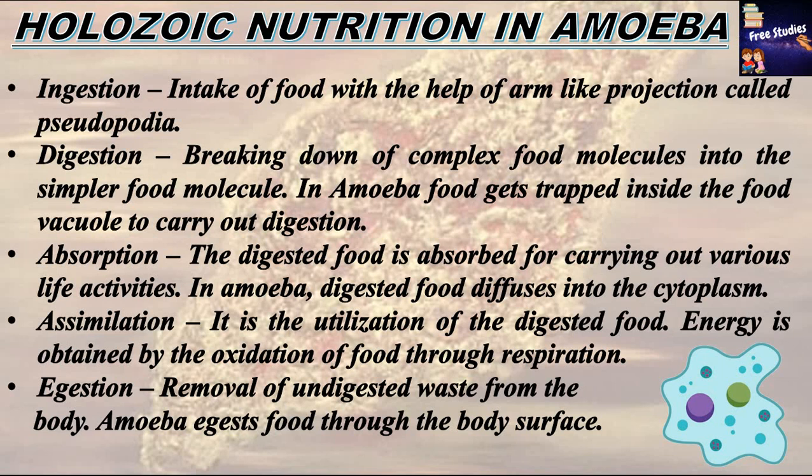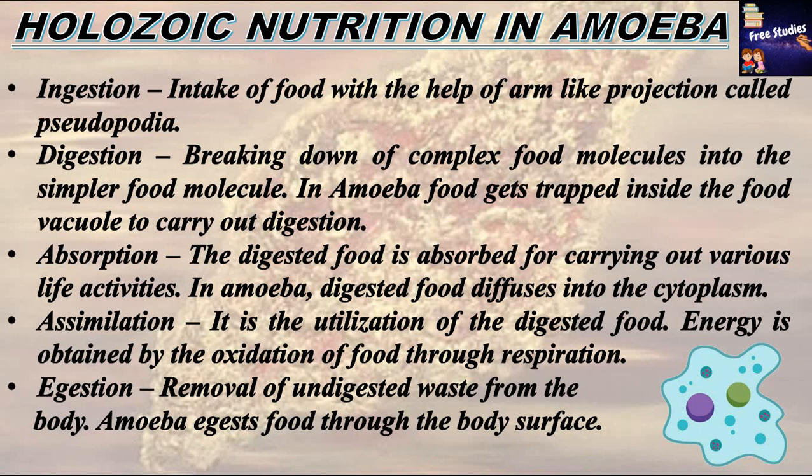In amoeba, food gets trapped inside the food vacuole to carry out digestion. Absorption, the digested food is absorbed for carrying out various life activities. In amoeba, digested food diffuses into the cytoplasm. Assimilation, it is the utilization of the digested food. Energy is obtained by oxidation. And the last step is egestion, removal of the undigested waste from the body. Amoeba egests from the body surface.